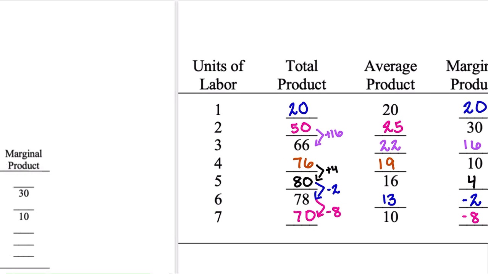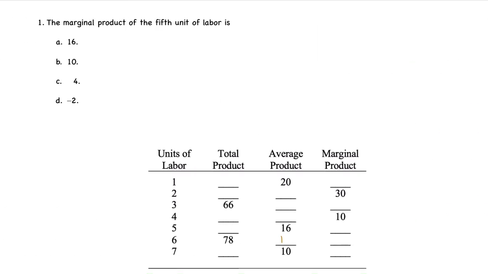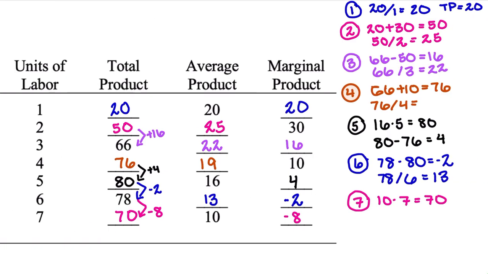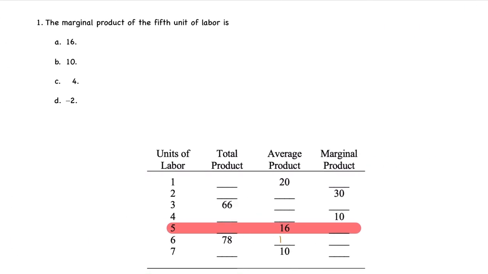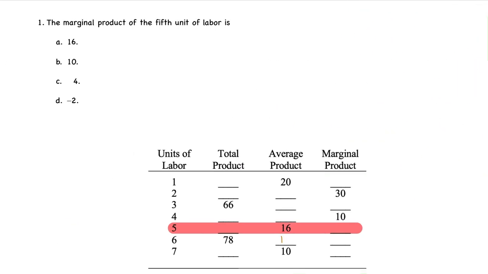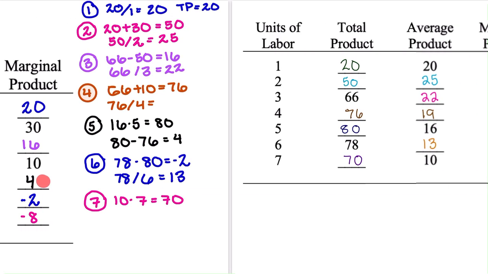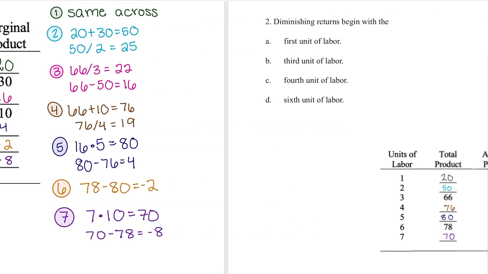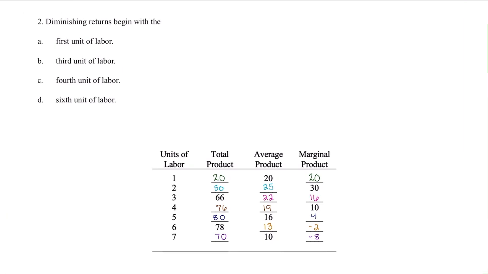So we're going to use this table to fill in this question. And we're going to be looking at this row, which is this row. And we want to know what the marginal product of the fifth unit of labor is, which is 4. And then I have the same little table already pasted onto the rest of them so that we don't have to go through it again and again.